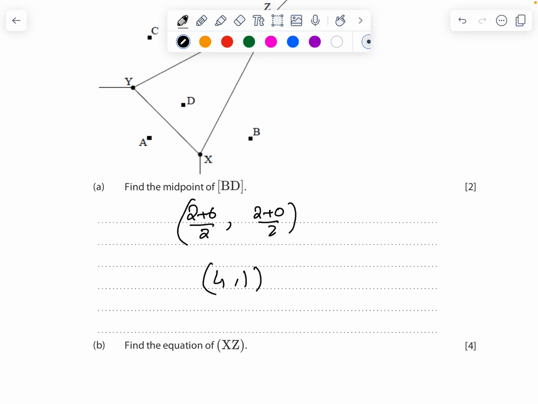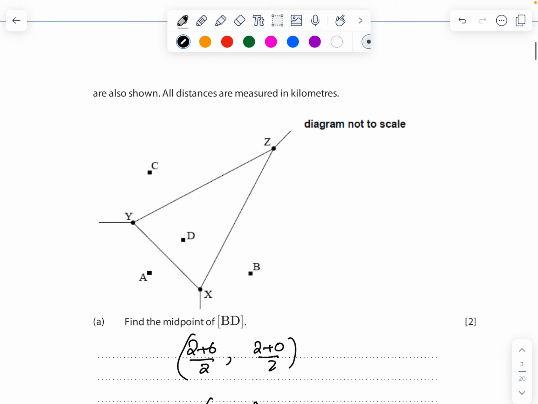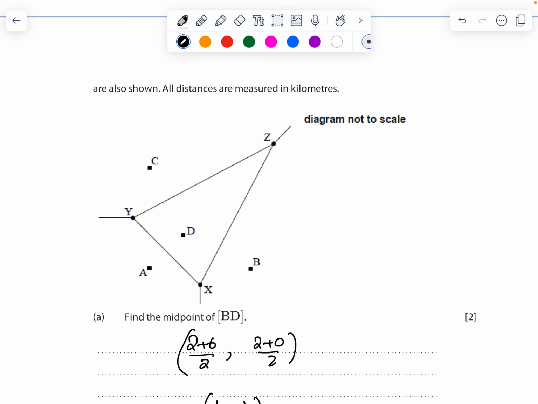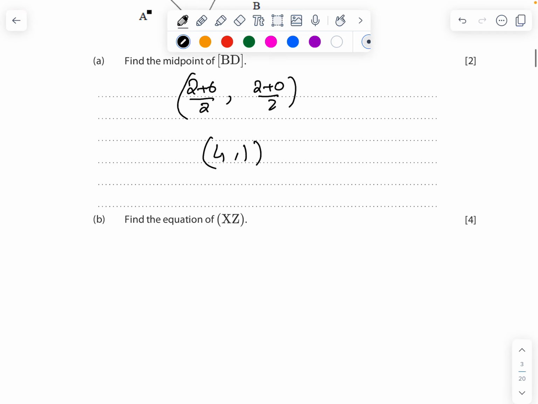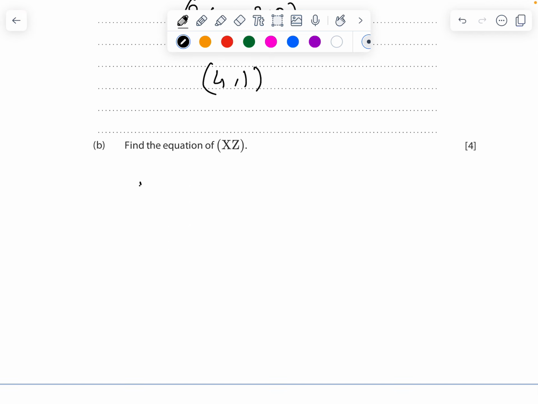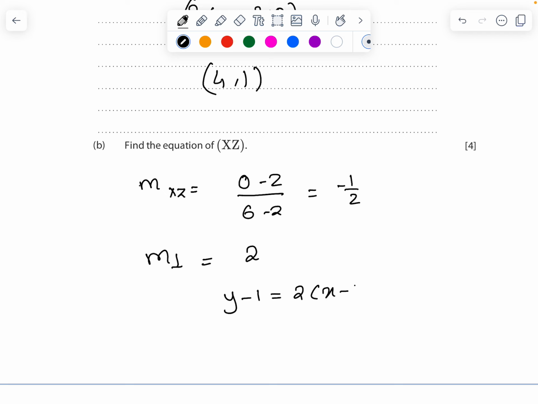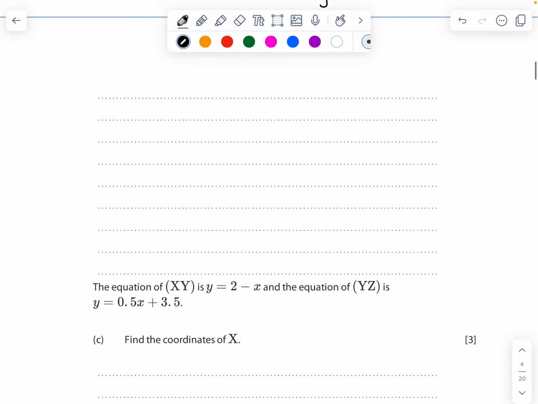Equation of xz. For finding the equation of xz, which is the perpendicular bisector of BD, we already found the midpoint of BD. Then we are going to find the gradient. The gradient of BD is y2 minus y1 by x2 minus x1, which is negative 1 upon 2. So what will be the perpendicular gradient? 2. Then y minus y1 equals m times x minus x1. So y minus 1 equals 2x minus 8. y equals 2x minus 7 is going to be the answer.